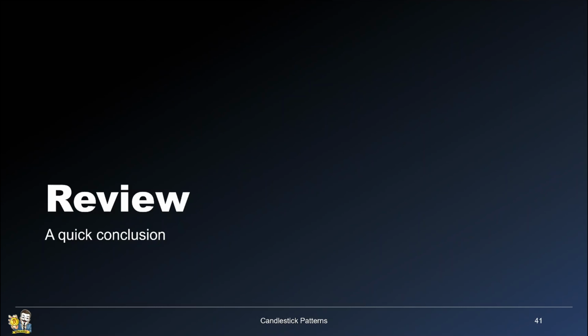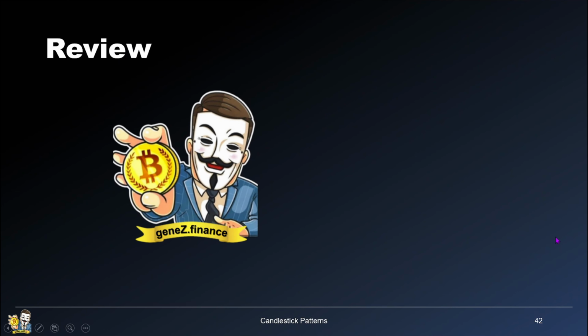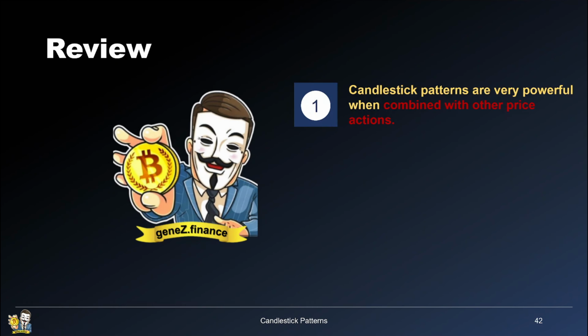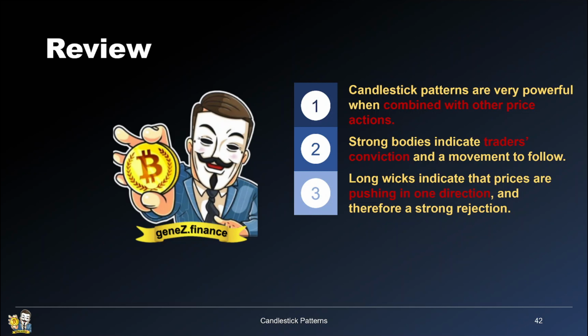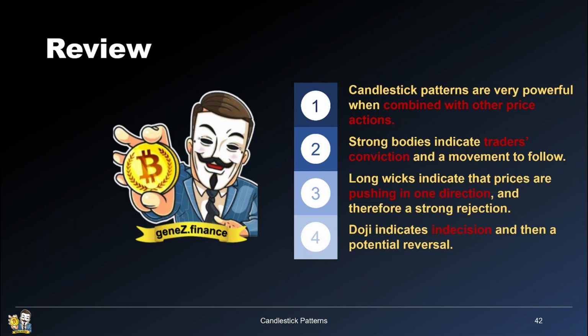So, let's wrap up this class with a quick conclusion. First, you have to know that candlestick patterns are very powerful when combined with other price action elements, like support, resistance, trend lines, and so on. Secondly, strong bodies indicate traders' conviction and a movement to follow. Long wicks show that prices are pushing in one direction and therefore a strong rejection. And finally, Doji signals indecision and then a potential reversal.